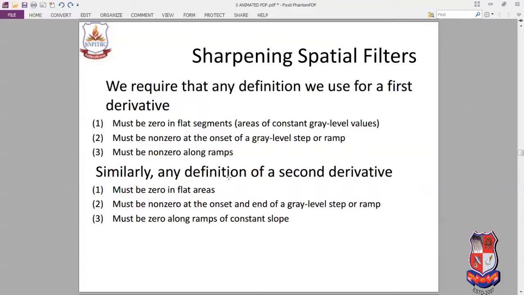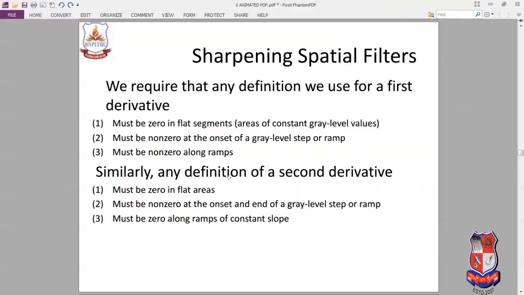Why must it be zero? Because the grayscale remains constant as you move from left to right, and if you take the derivative of a constant, it must be zero. That means there is no change. Now, it must be non-zero at the onset of a gray level step or a ramp. What a gray level step or a ramp is, we are going to see with an example.